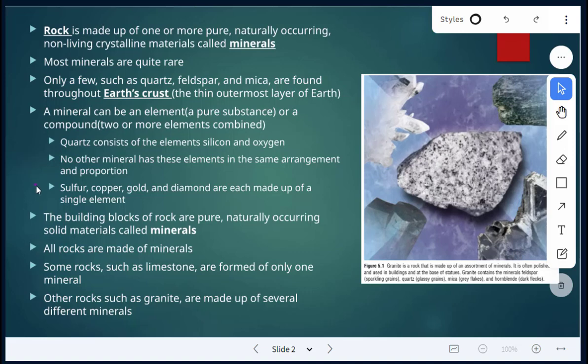When we look at things like sulfur, copper, gold, and diamond, those are each made up of a single element, so a pure substance. The building blocks of rock are pure, naturally occurring solid materials, which are called minerals. All rocks are made up of minerals. Some rocks, like limestone, are formed of only one mineral. Other rocks, like granite, are made up of several different minerals, like we saw here.